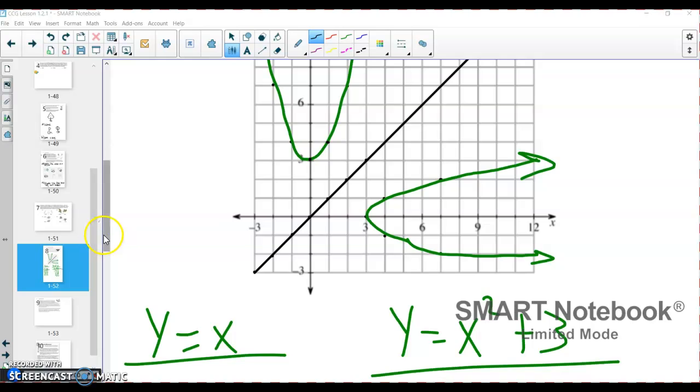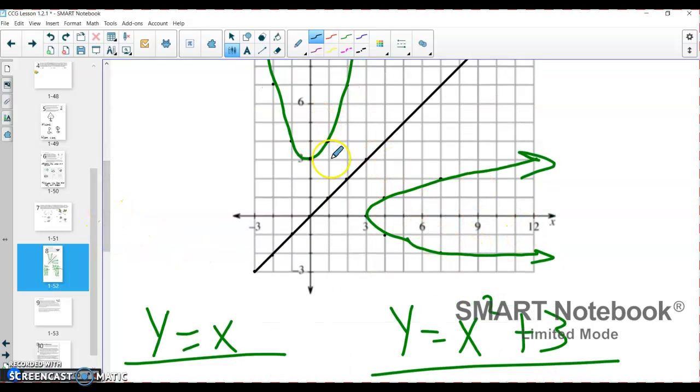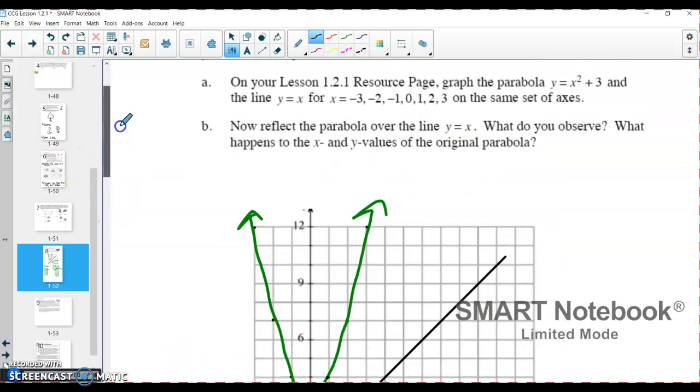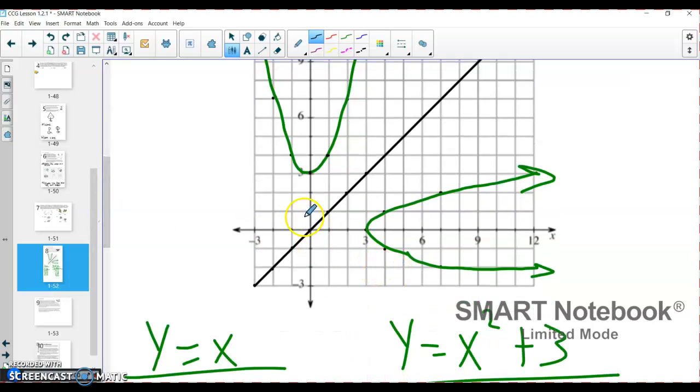But we, again, just using that diagonal counting method, you get to see that that just flips over that line. And they ask this question, which is a really great investigative question. It says, now that we've reflected, what do you observe? What happens to the x and the y values of the original parabola? Well, they flipped. The y value here used to be 3. Well, now the x value down here is 3. The y value here used to be, or I mean, we could think of it like this.